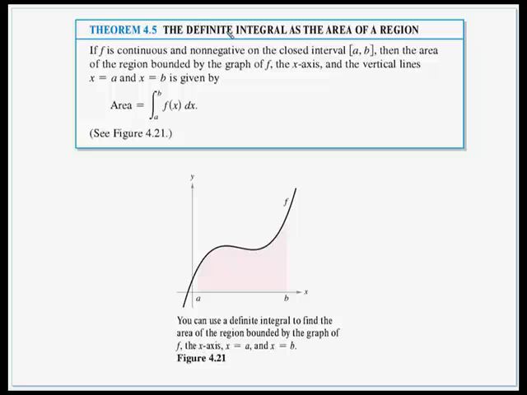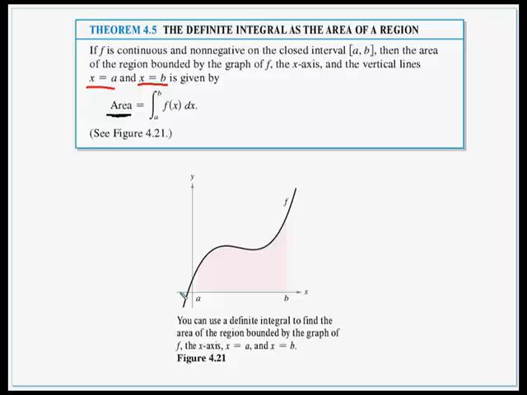In Theorem 4.5 here we have the definite integral as the area of a region. If the function f is continuous and non-negative on a closed interval from a to b, then the area of the region bounded by the graph of f, the x-axis, and the vertical lines x is a and x is b is given by this. Area equals the integral from a to b of f of x times dx.